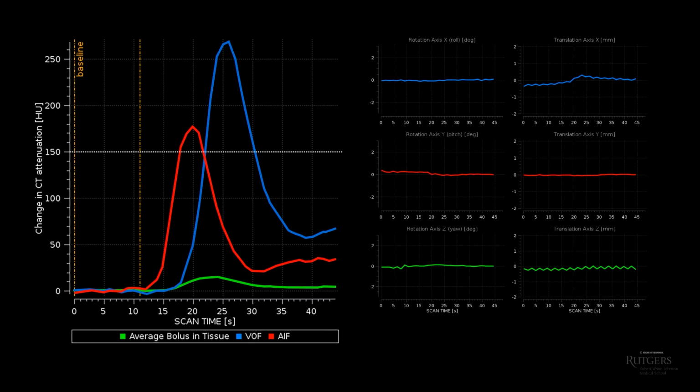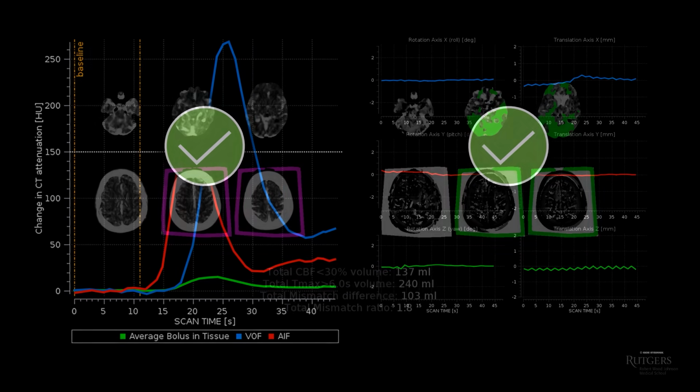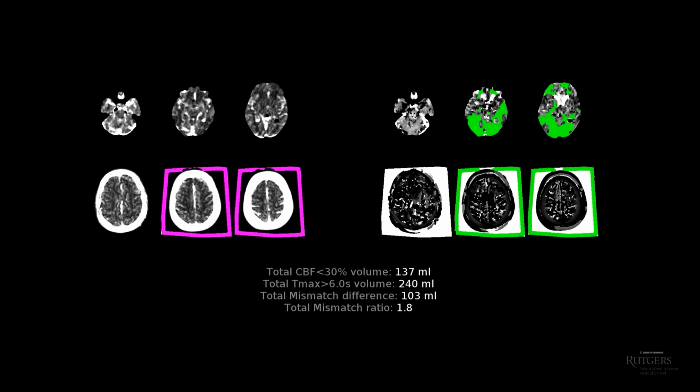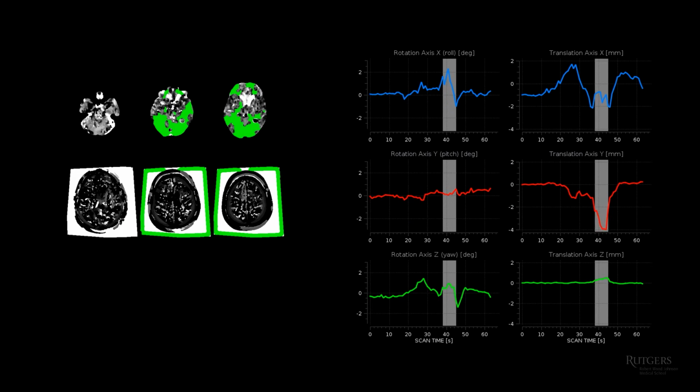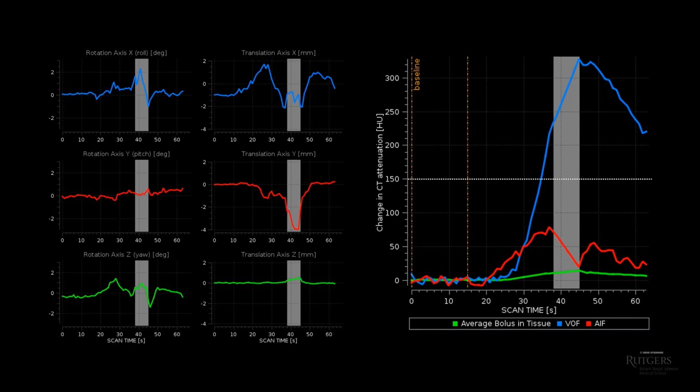So, very little movement is present, artery and vein are properly selected, arterial input function is appropriately bright. This is a technically adequate study. Now, this image is technically inadequate, and that's an understatement. Patient moved and rolled during the scan, rendering arterial input function inadequate.